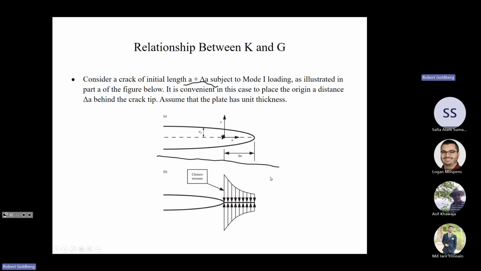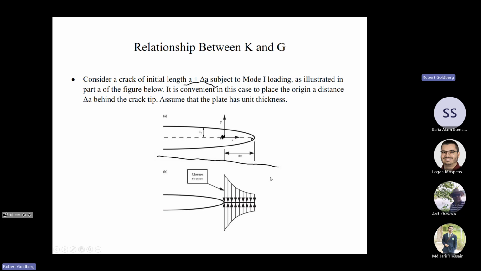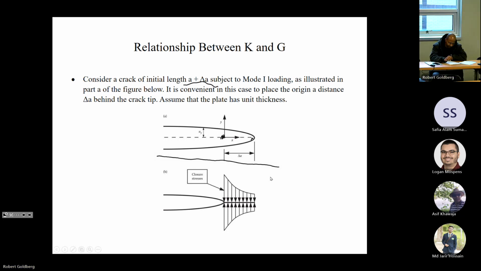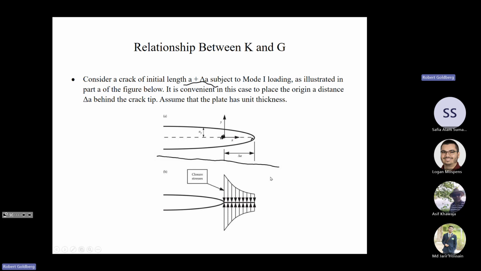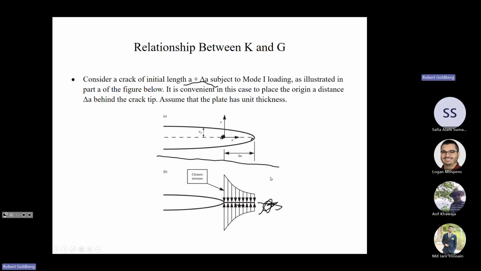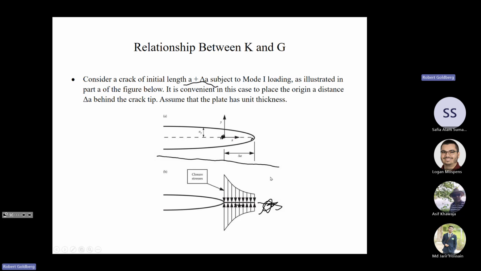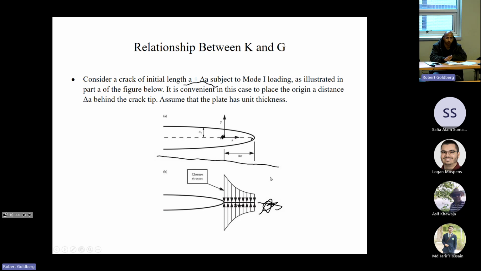And now what we're going to do between this origin point and the end of our original crack, we're going to apply a set of compressive stresses to the crack faces between x equals 0 and x equals delta a. And these stresses are going to be big enough that, as shown in this figure here, we're going to close the crack.